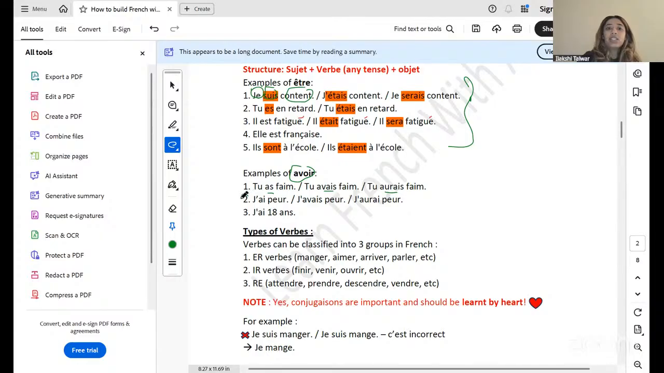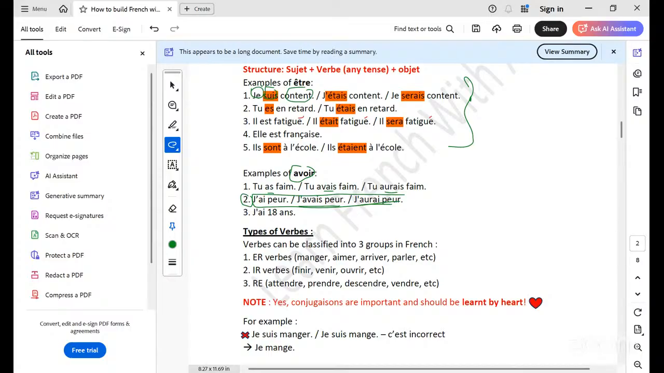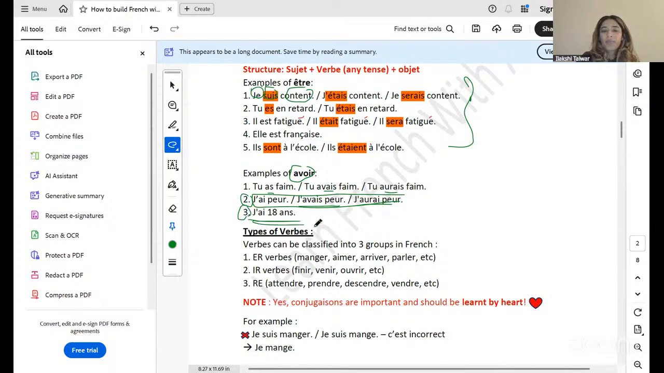The next says j'ai peur. J'avais peur and j'aurais peur. Again, anybody who can identify this expression of avoir peur, what does it mean? I'm afraid, I was afraid, and I will be afraid. Absolutely. Super. Merci. C'était excellent. Et la troisième phrase aussi maintenant, s'il vous plaît. J'ai 18 ans. Perfect. J'ai 18 ans, which is your present tense. Again, same structure. Your subject, verb, and object.